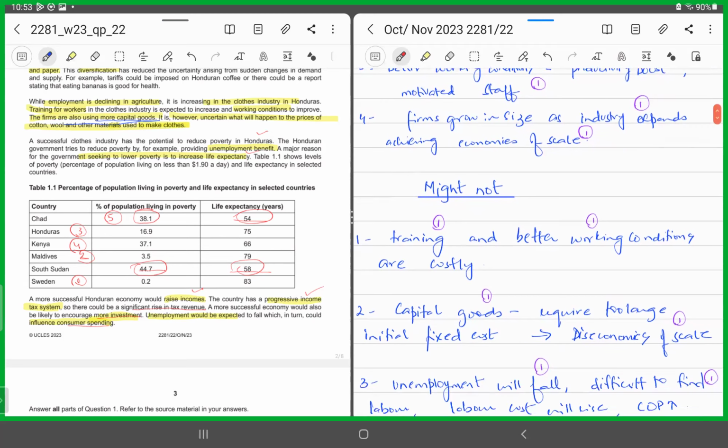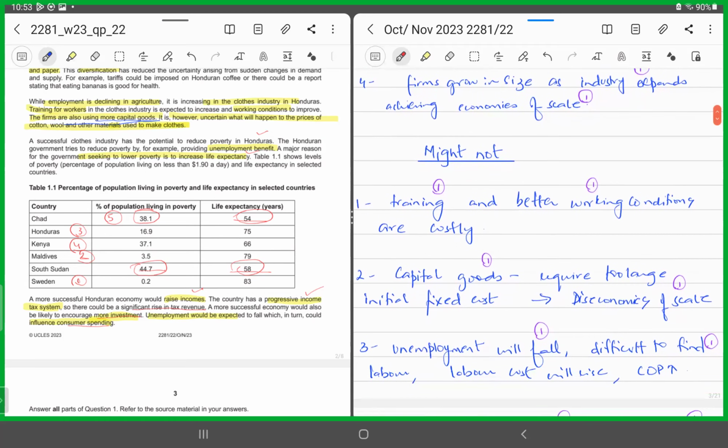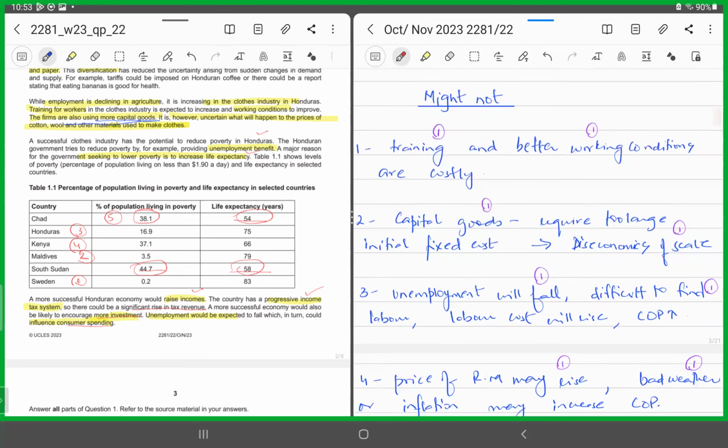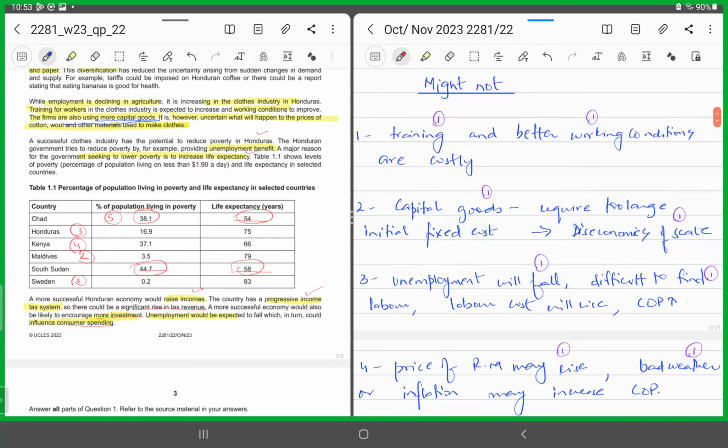Because training and better working conditions being offered to the employees involve a cost. They are costly. They might add up to the cost of a firm. Furthermore, using capital goods, initially the cost of employing capital goods and getting hold of capital goods is expensive. They require large amounts of fixed costs, which might cause the firm to experience diseconomies of scale. And what was diseconomies of scale? It is when problems occur that cause unit costs to rise, as we all know, as firms expand beyond their optimum size.